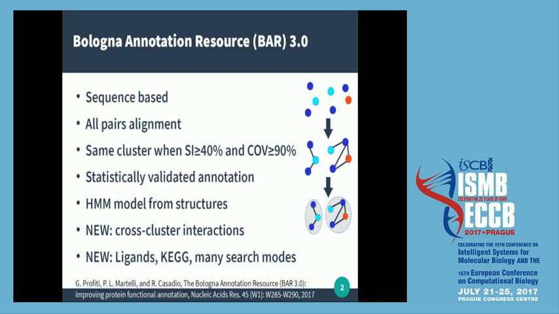And then in BAR 3.0, we added more information to move out of just predicting the function. We added cross-cluster interaction, so the new sequence may inherit some idea of interaction with something else, and we added new functionalities for searches. Before, you had the sequence, you get the annotation. Now you can look for what is having that GO term, which PDB is in that cluster, and so on.